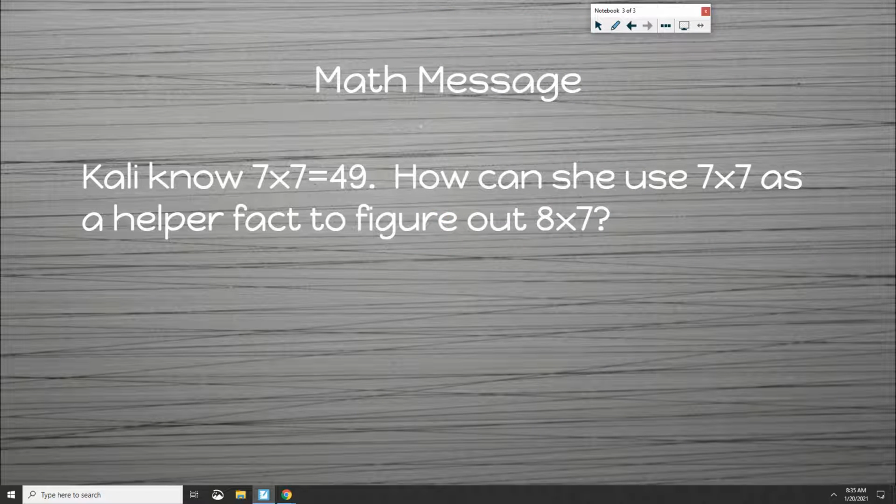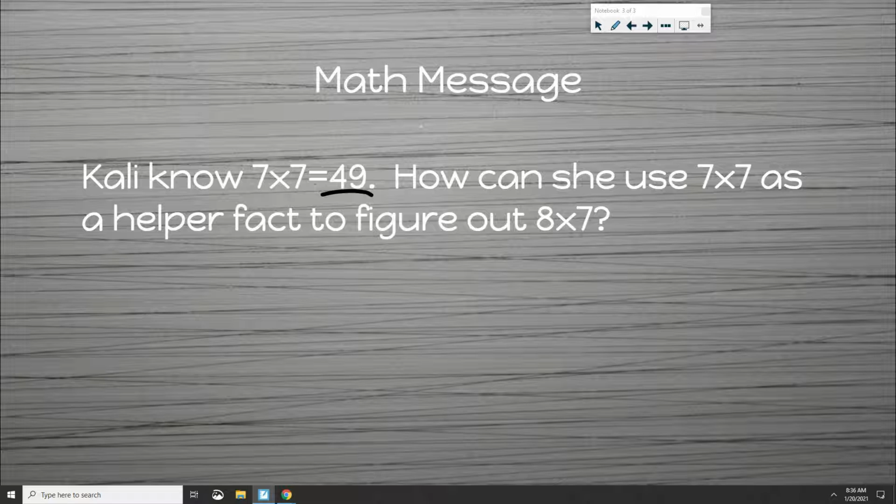All right. Callie knows that 7 times 9 is 45. How can she use 7 times 9 as a helper fact to figure out 8 times 7? So in this lesson, we're going off the fact that we have memorized our square numbers, and we're still working on our square numbers, but we already know that 7 times 7 equals 49. I want to know how I can use 7 times 7 to solve 8 times 7. So tell me, what strategy do you want to use to solve this problem?